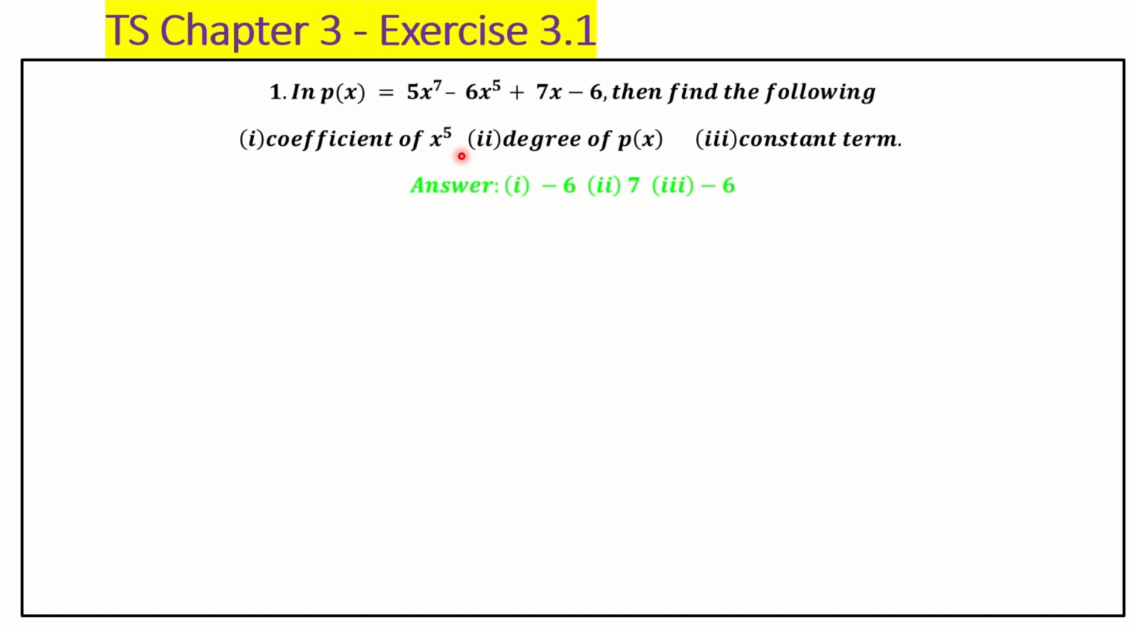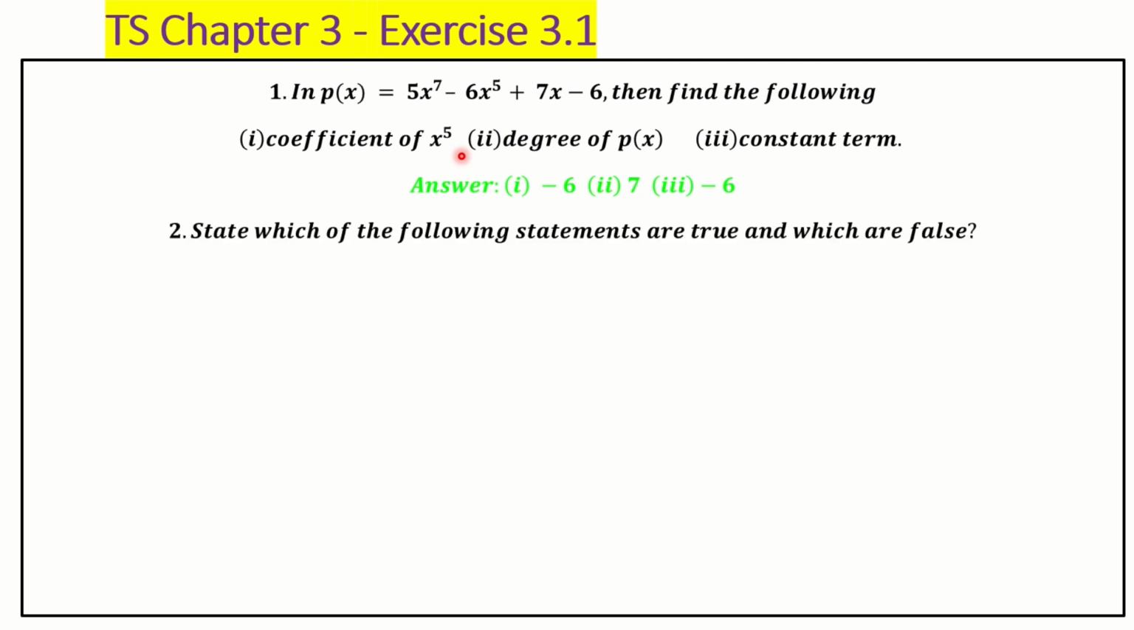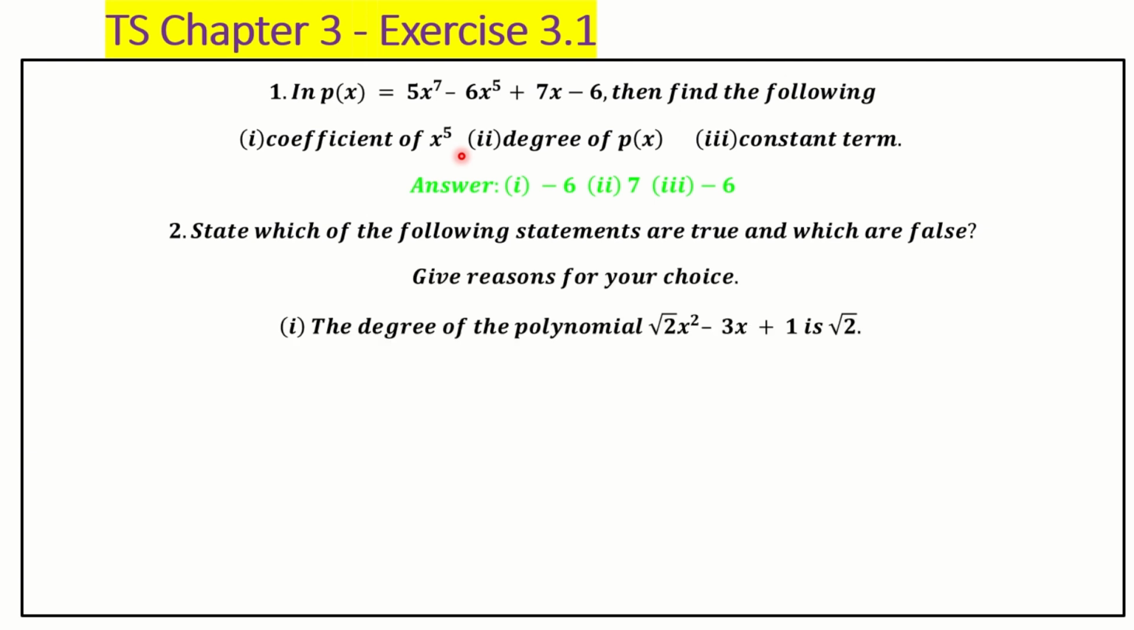Okay, so these are the answers. Next, state which of the following statements are true and which are false. Degree of polynomial square root of 2x square minus 3x plus 1 is square root of 2. No, that is wrong. Degree of polynomial is always the highest power of the variable. That is 2 here, in this case x square. So 2 is the degree of the polynomial. So this is false.